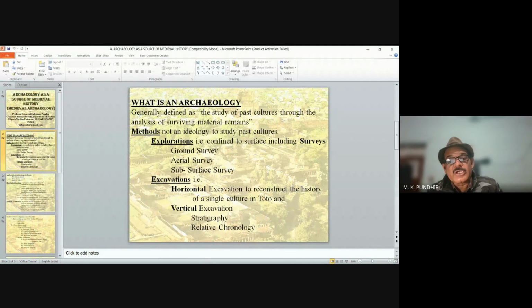The second type of survey is aerial survey. Earlier, aerial survey was done by balloons. But now we are living in the era of science and technology. Science facilitates archaeology too much. Aerial survey now takes place through planes, and the latest.